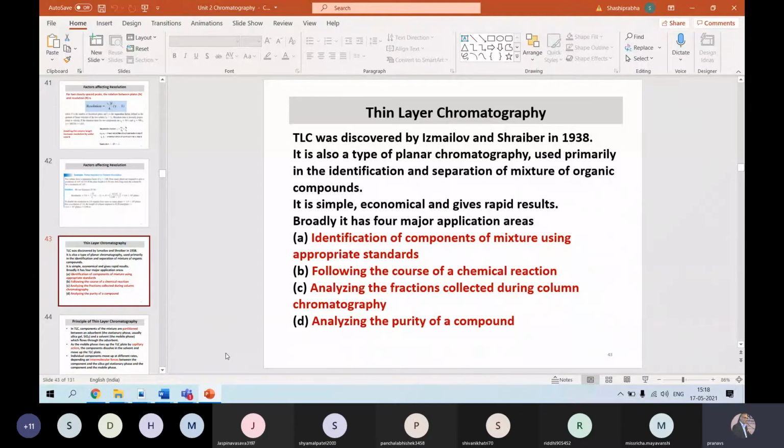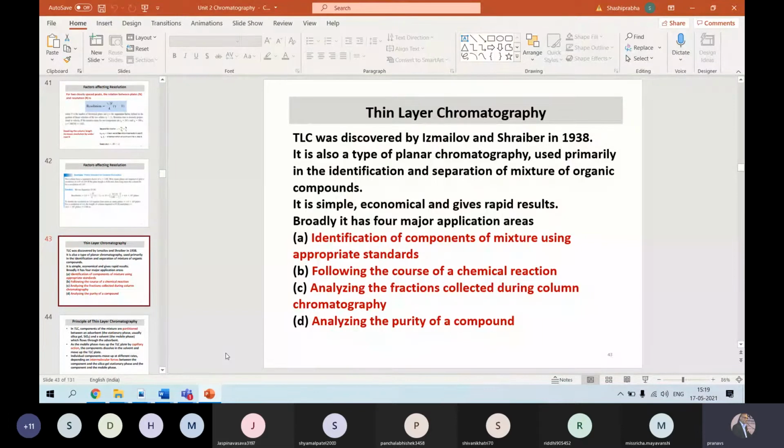Fractions, when I say fractions, means you can collect 2 ml or 3 ml and then do the TLC. Collect the next 3 ml, do the TLC again. Collect again the next 3 ml, and so on and so forth. Column chromatography is very time consuming, but the results are very good. All synthetic products which are synthesized in a lab have to undergo column chromatographic separation.